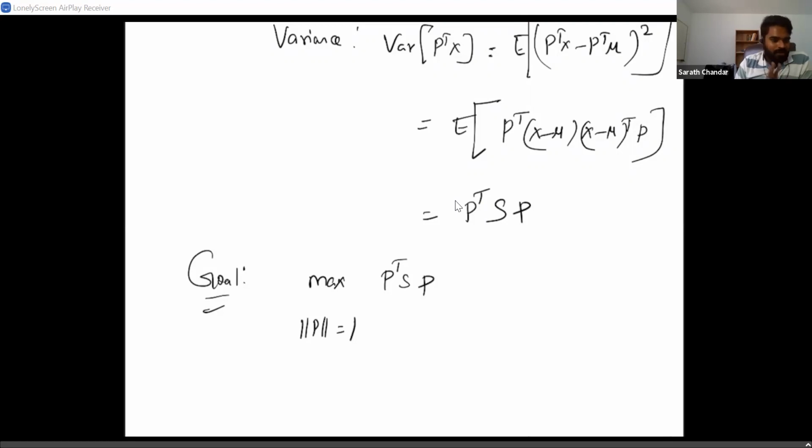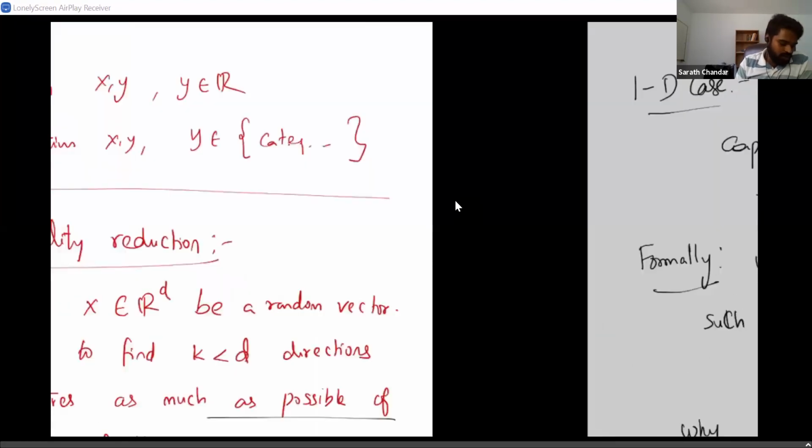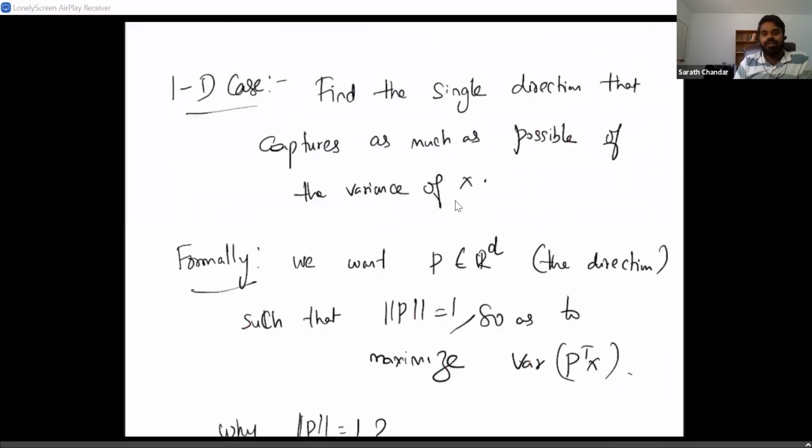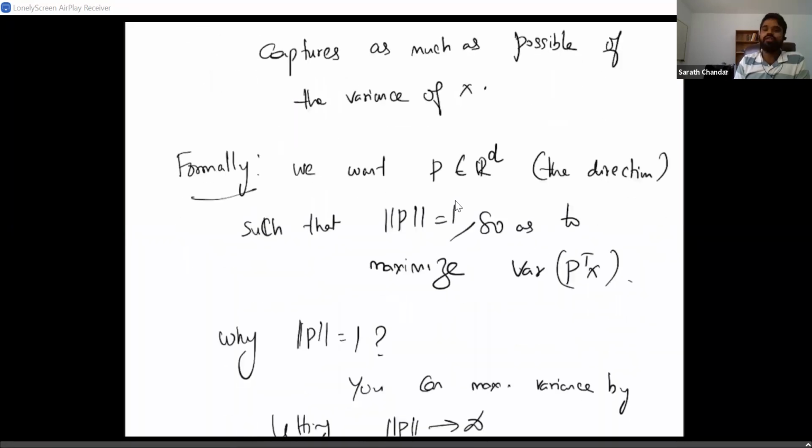We will take a short break, but before that, I want to summarize what we have done so far. We started with dimensionality reduction, which is the problem of taking d-dimensional data and projecting it into some k-dimensional subspace. It has many applications. Before even considering a k-dimensional subspace, we asked a simple question: can I project the data onto just one direction which captures as much variance as possible? In other words, we want to maximize the variance of the projected X, p transpose X. We can easily cheat by just increasing the value of p, so we set the norm of p equal to 1.